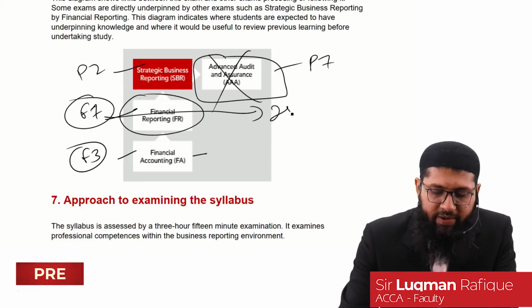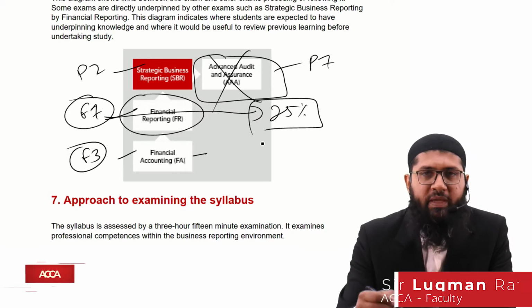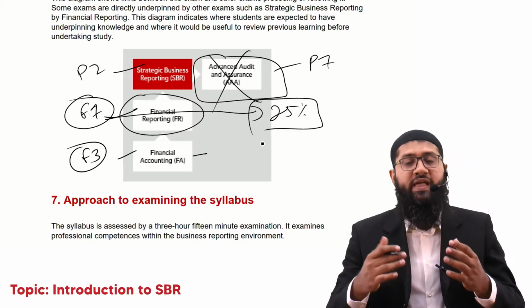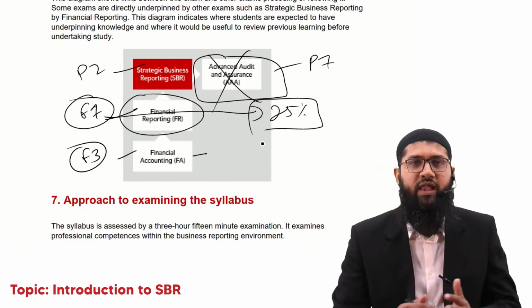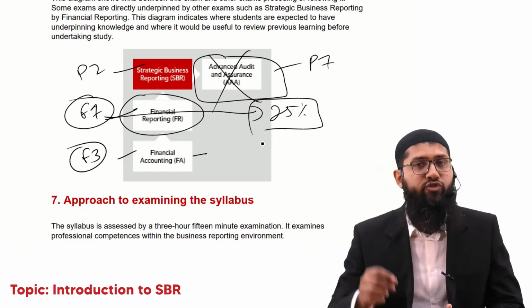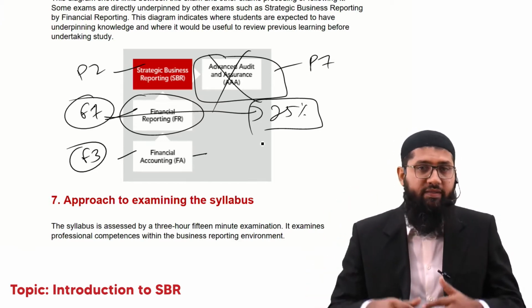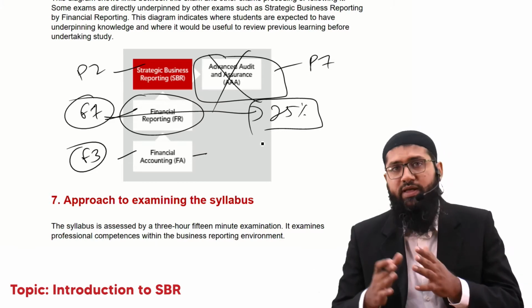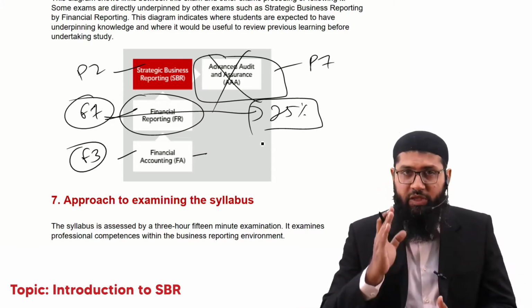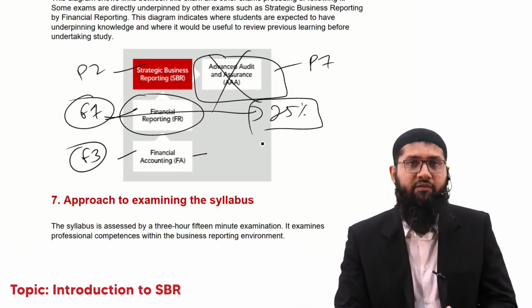There is approximately 25% of the paper which is based upon the areas that you have studied at the F7 level. So it is important that you should know what you have studied at F7. You should be able to apply those to the different scenarios, and then you will be able to succeed. Otherwise, you won't be able to succeed. So it's important that you should know the F7 level knowledge.